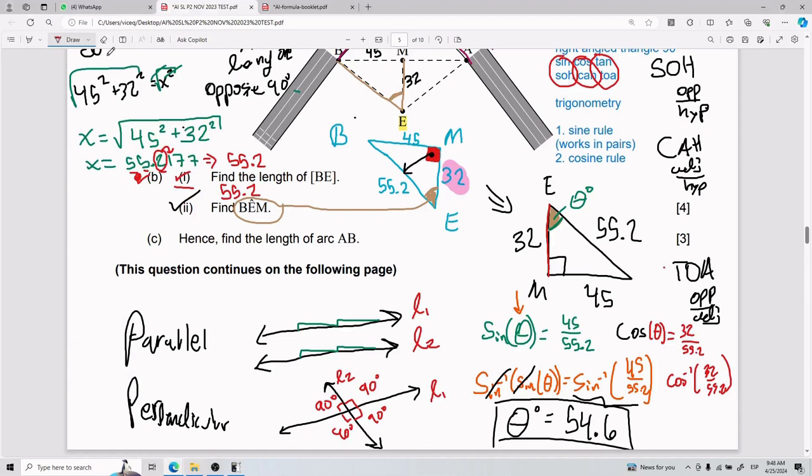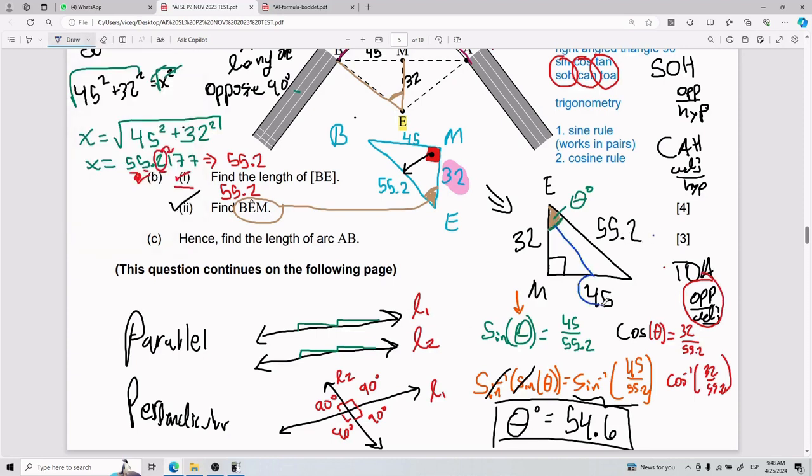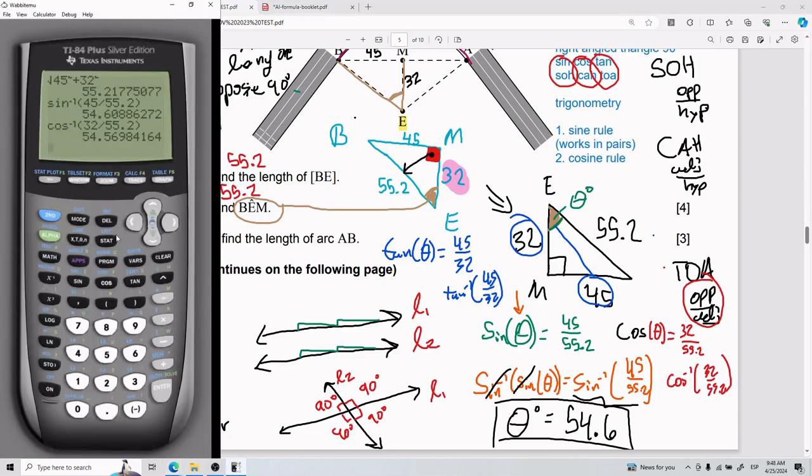And if you want to do tangent, which is usually the weirdest one, you would be ignoring the hypotenuse. You only care about opposite and adjacent. So I'm going to do that in blue. Opposite would be this, adjacent would be this. You would be saying tangent of theta equals opposite over adjacent. So tan inverse of this would be 45 over 32, and this should also give me 54.6.